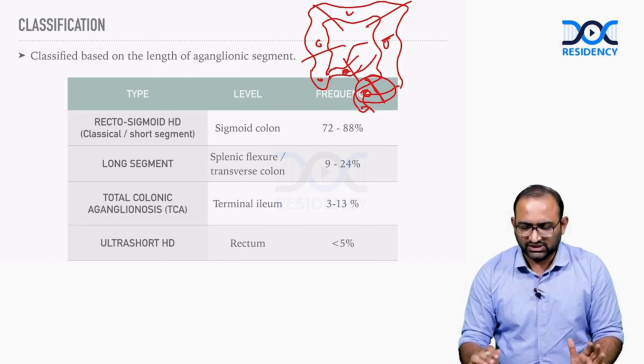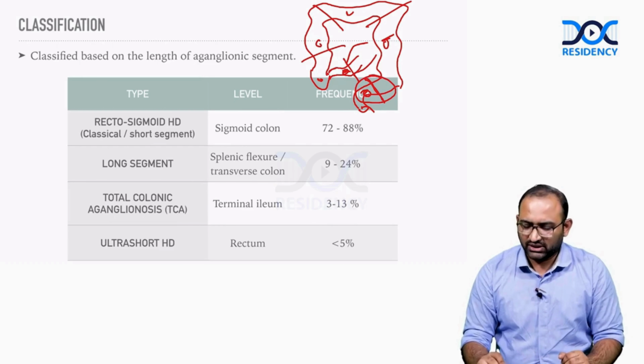Ultra short HD is where there is rectal aganglionosis, that is up to 3 centimeters from the internal anal sphincter or 4 centimeters inside the rectum. That is below the peritoneal reflection. If it is aganglionic, we call it ultra short HD, which is very difficult to diagnose.